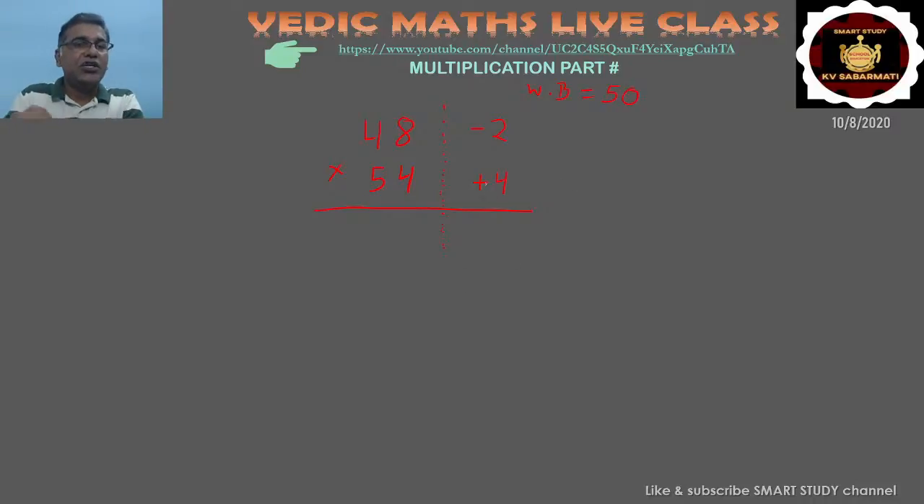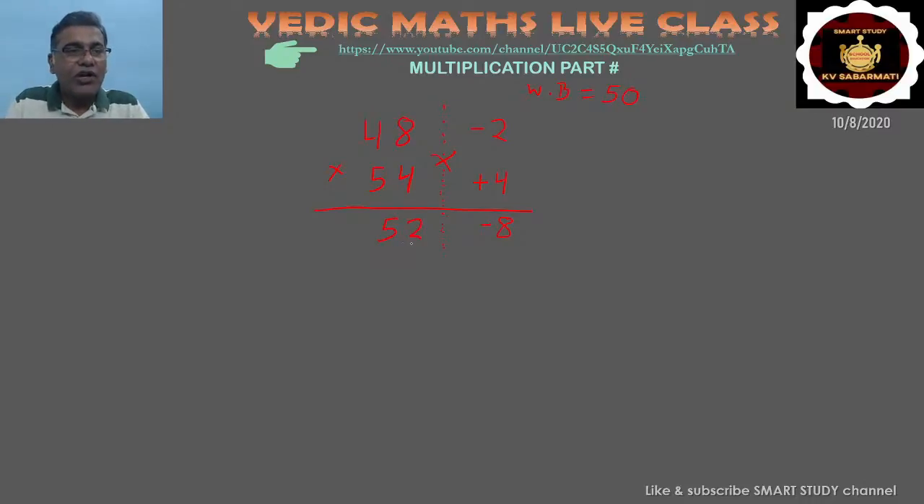Okay, let us see. So here what I will do, first I will multiply on the right hand side. So minus 2 into 4, this will be minus 8. So here I will write minus 8. And this side crosswise you have to check, any side you can check. 54 minus 2, that is 52.